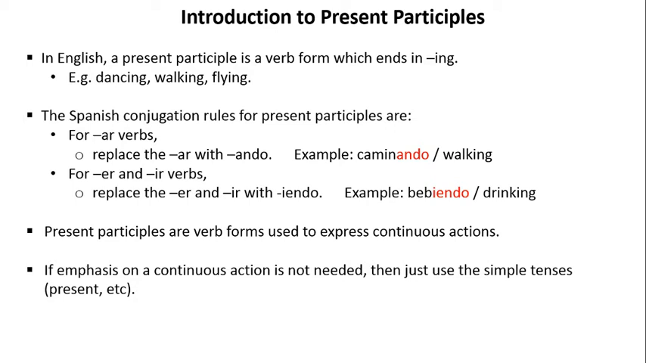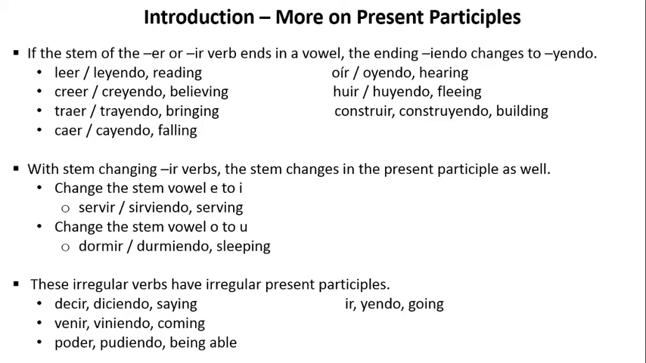Now, present participles are verb forms used to express continuous actions. If emphasis on a continuous action is not needed, then just use the simple tenses, for example, the present tense. Now, this is a bit more on an introduction to present participles. If the stem of the ER or IR verb ends in a vowel, the ending IENDO changes to YENDO.